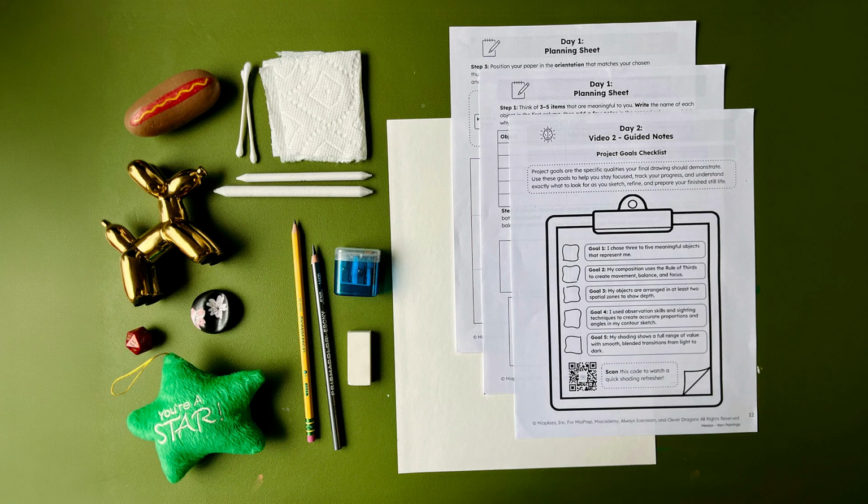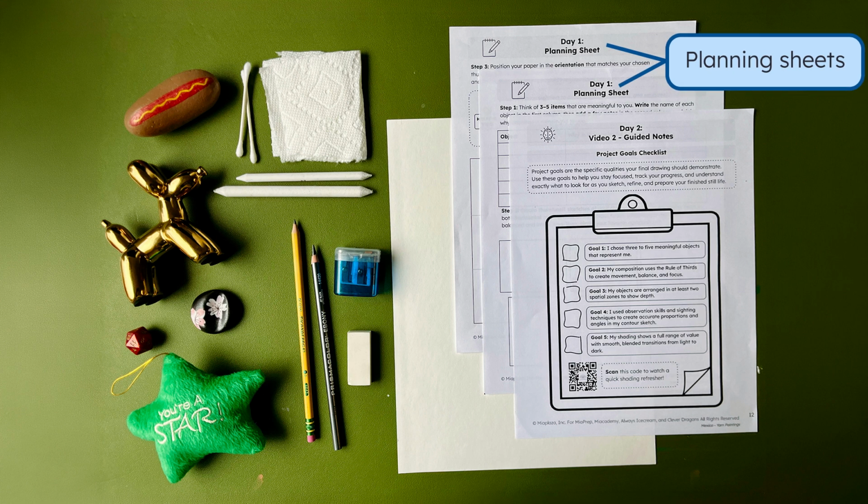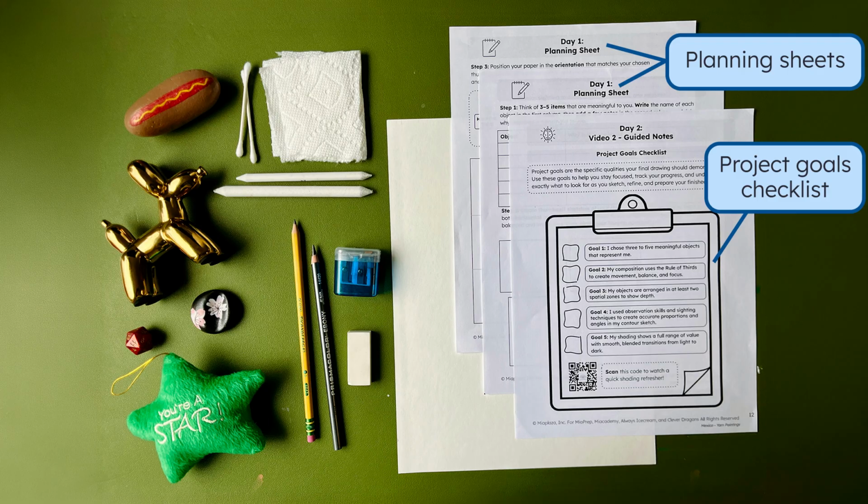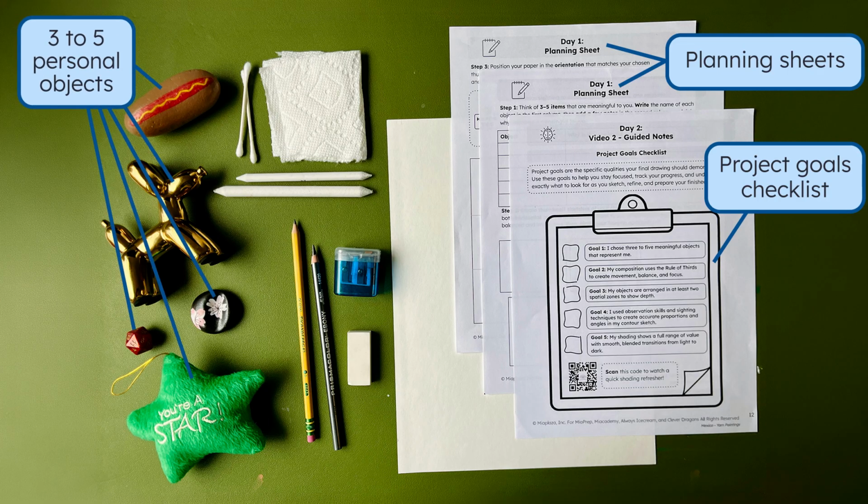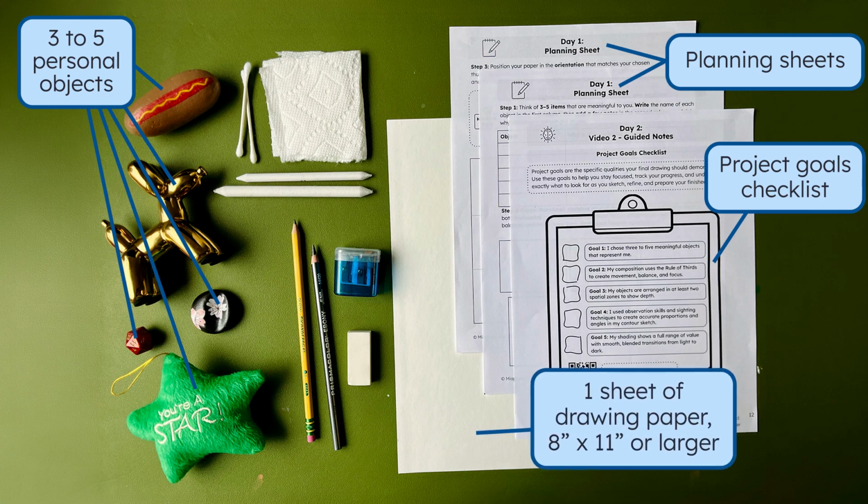When you're ready to create your final still life, you'll need to gather a few materials. You'll need your planning sheets and a project goals checklist to help you stay on track and make sure your composition matches everything we just reviewed earlier. You'll also need 3 to 5 personal objects, a clean white sheet of drawing paper. I recommend 8 by 11 inches or larger so you have plenty of room.